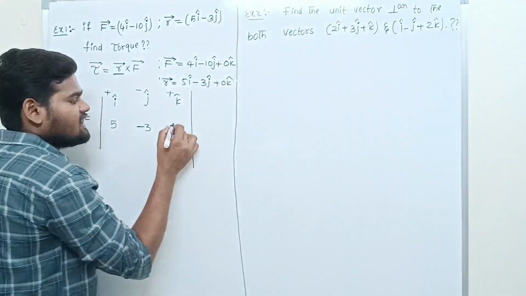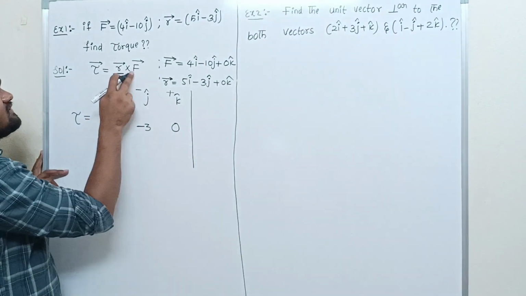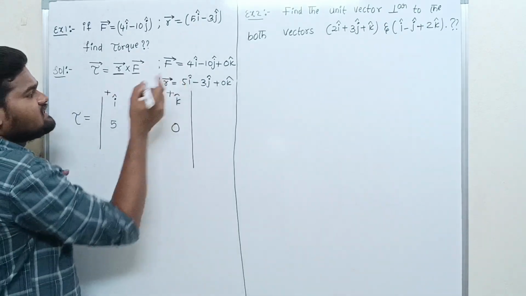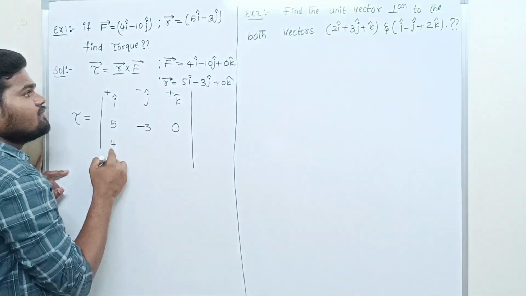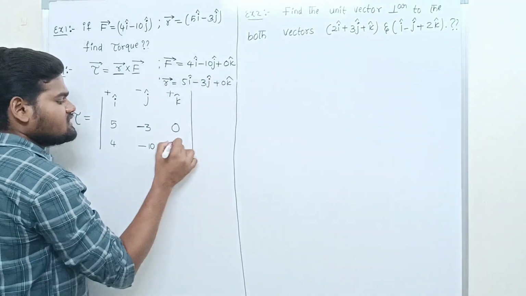What is the coefficient of k cap? 0. Are you getting any doubts? Okay. So next, what is the second vector? Force. So just take the coefficient of i cap. Coefficient of j cap is minus 10. Coefficient of k cap is 0.